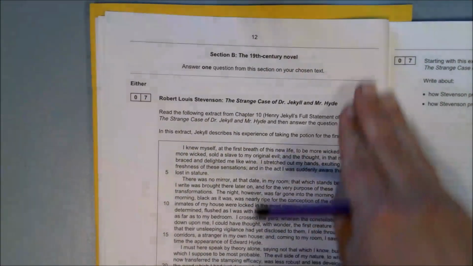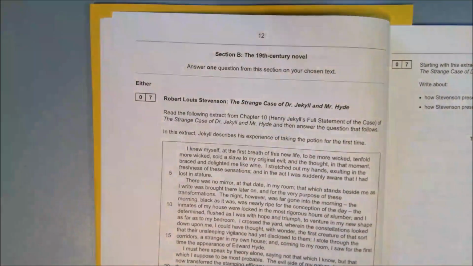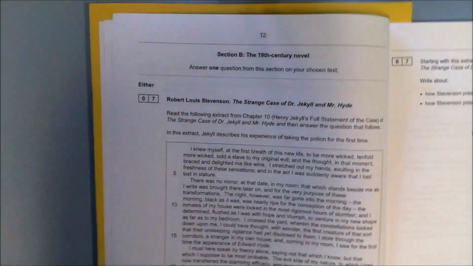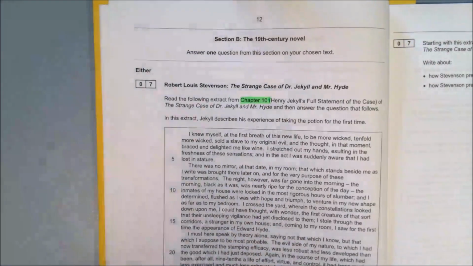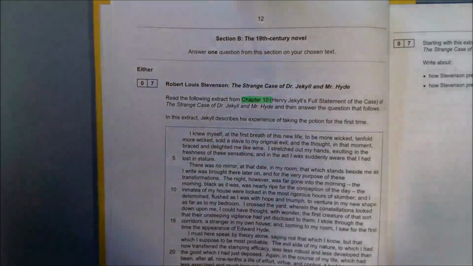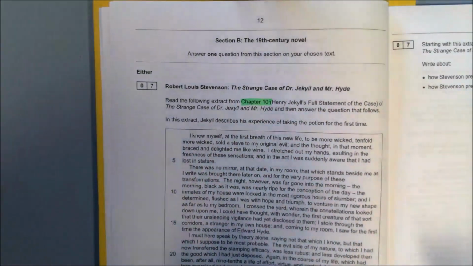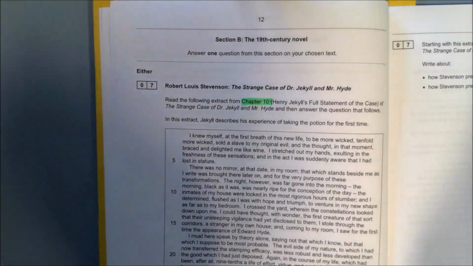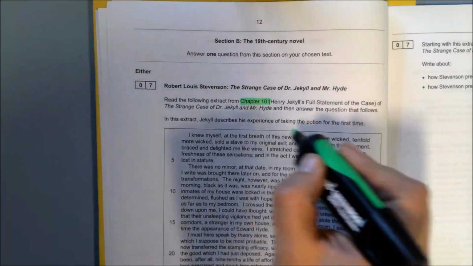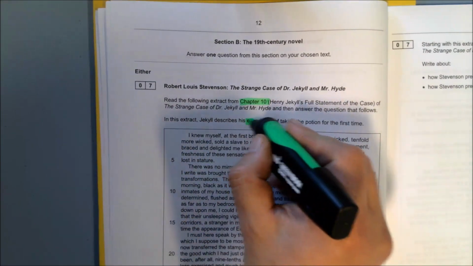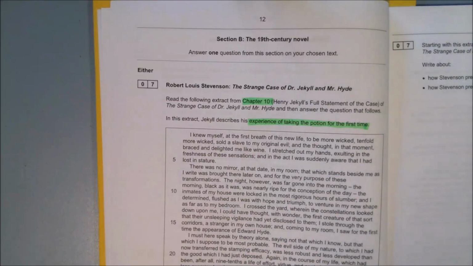Then your second section is on Jekyll and Hyde. Again, you just answer the first question in section B. You are told where it comes from, chapter 10. I believe that they will give you the name of the chapter as well, in case that is a help. Sometimes it will help pin down. And then it gives you the context of the chapter. So this is Jekyll describing his experience of taking the potion for the first time. So we know exactly what we're reading for.